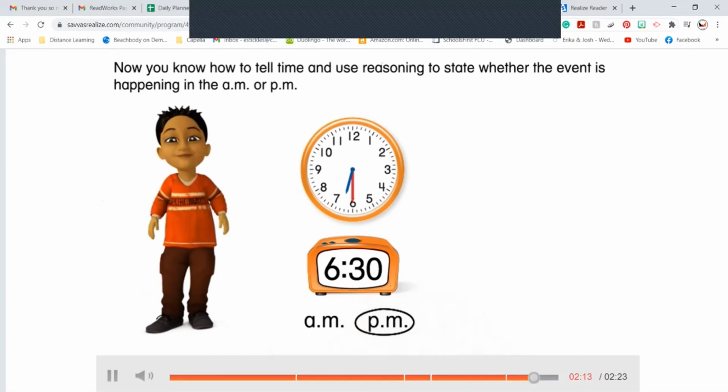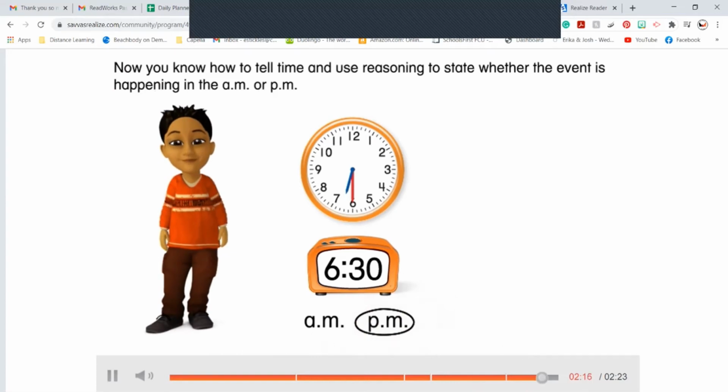Now you know how to tell time and use reasoning to state whether the event is happening in the a.m. or p.m. Okay, you know what's coming next. We got to do some practice, especially with time. Time takes a lot of practice. Let's get our workbooks and go do our guided practice.